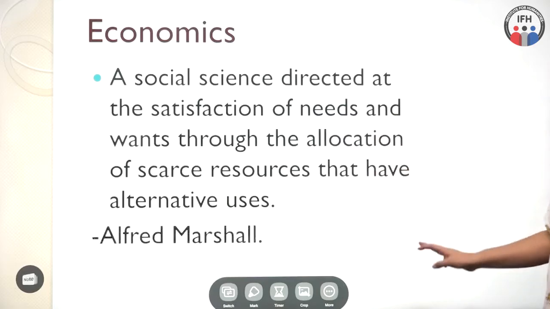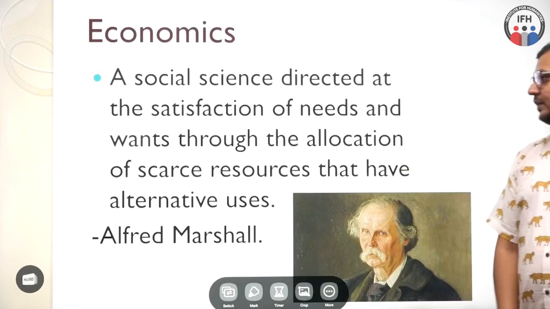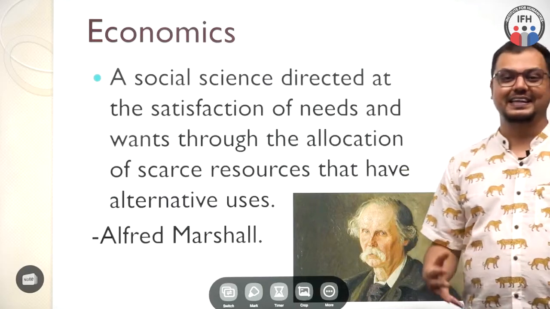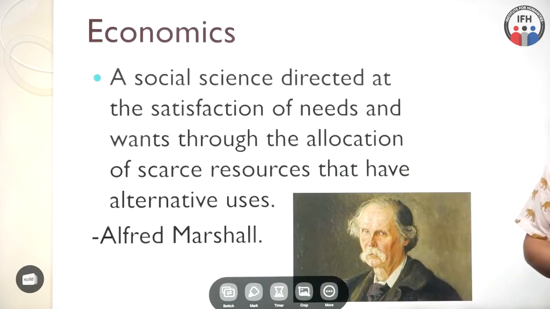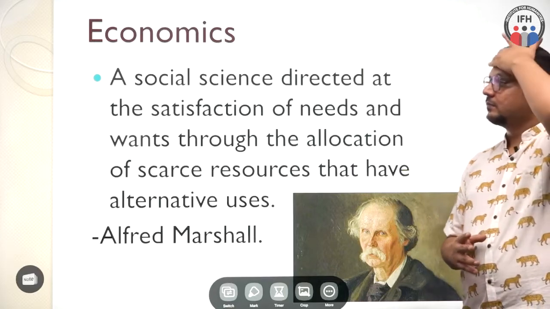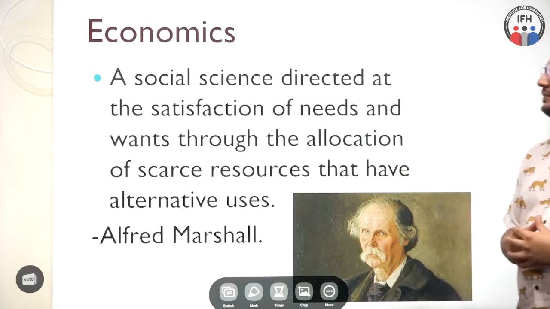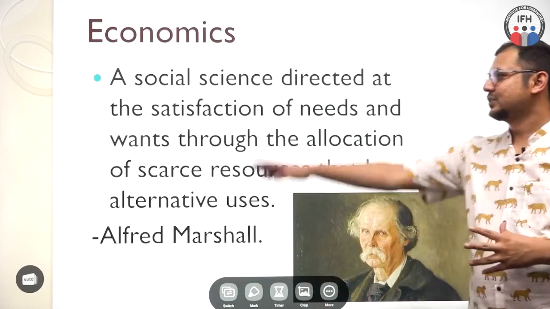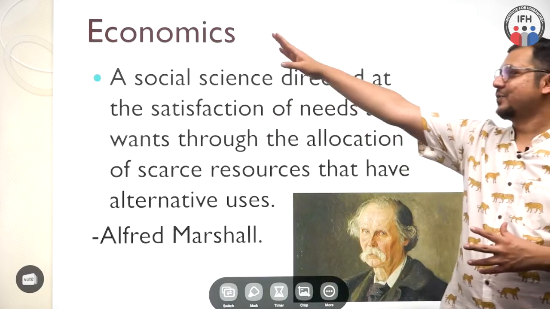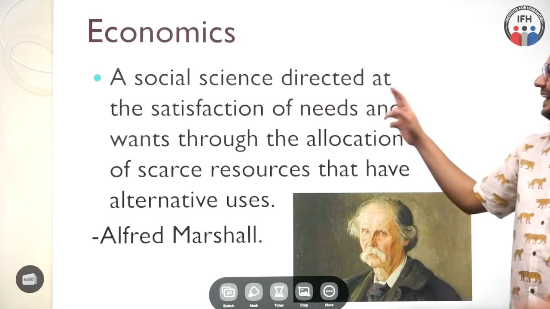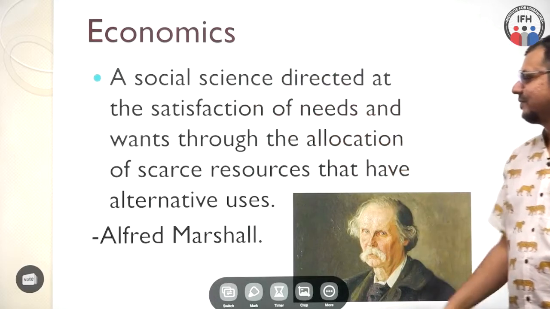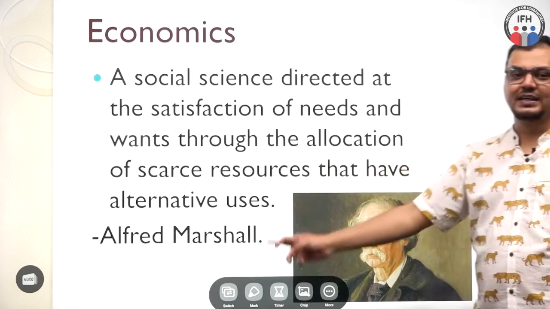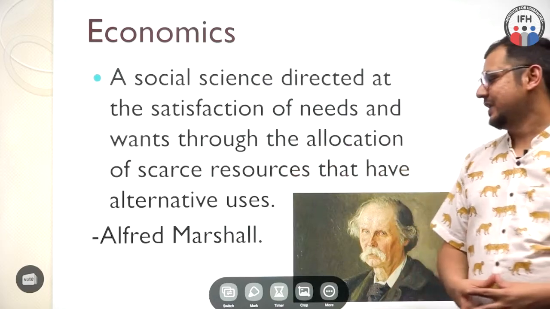So as far as definitions go, right, let's start off with a definition given by Alfred Marshall, who is a very famous and great economist himself, right? The definition he gave pretty much sums up, at least as a starting point, what we want to start the discussion with, right? So a social science, what is economics? Economics is a social science directed at the satisfaction of needs and wants through the allocation of scarce resources that have alternative uses, right?